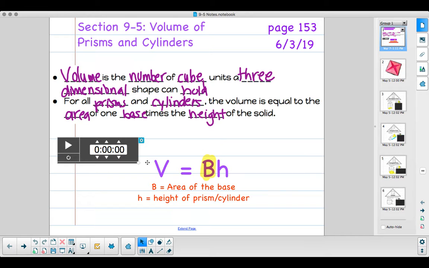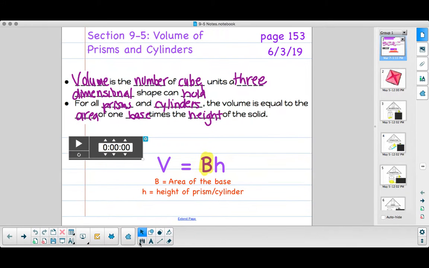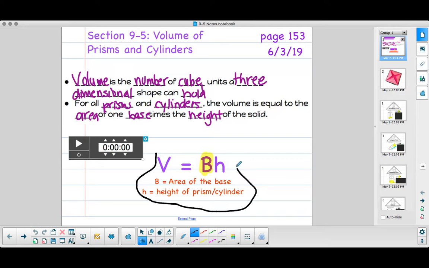We use a general formula that is V equals capital B times H. Capital B is just the area of the base. Whatever the shape of the base is, you find the area for that shape. And then you multiply that by the lowercase h, which is how tall your prism is from base to base, or how tall your cylinder is. We're going to look at 4 examples together.